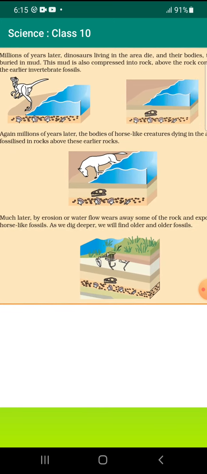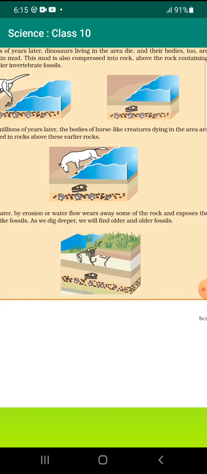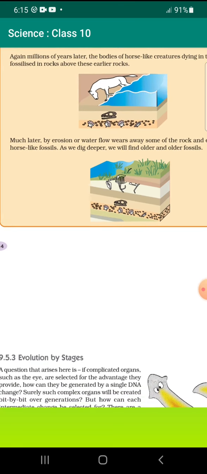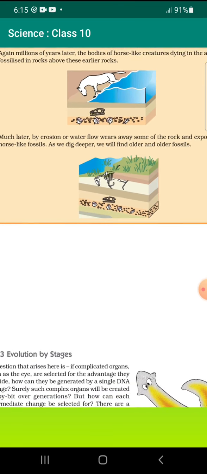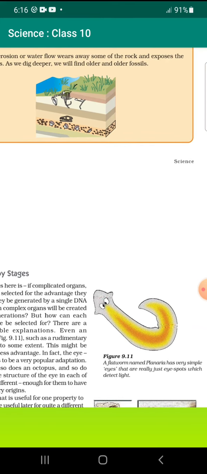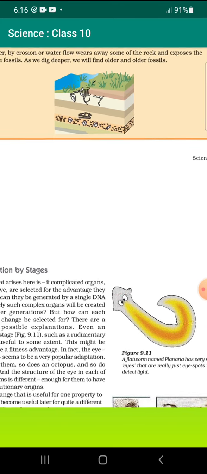Millions of years later, dinosaurs living in the area die and their bodies too are buried in mud. This mud is also compressed into rock above the rock containing the earlier invertebrate fossils. Again, millions of years later, the body of a horse-like creature dying in the area is fossilized in rocks above these earlier rocks. Much later, erosion by water flow wears away some of the rocks and exposes the horse-like fossil. As we dig deeper, we find older and older fossils.